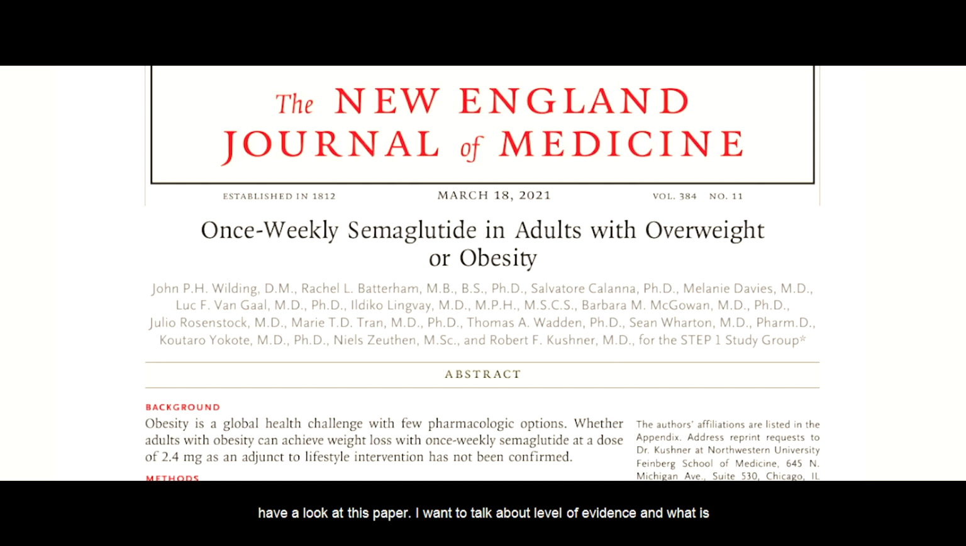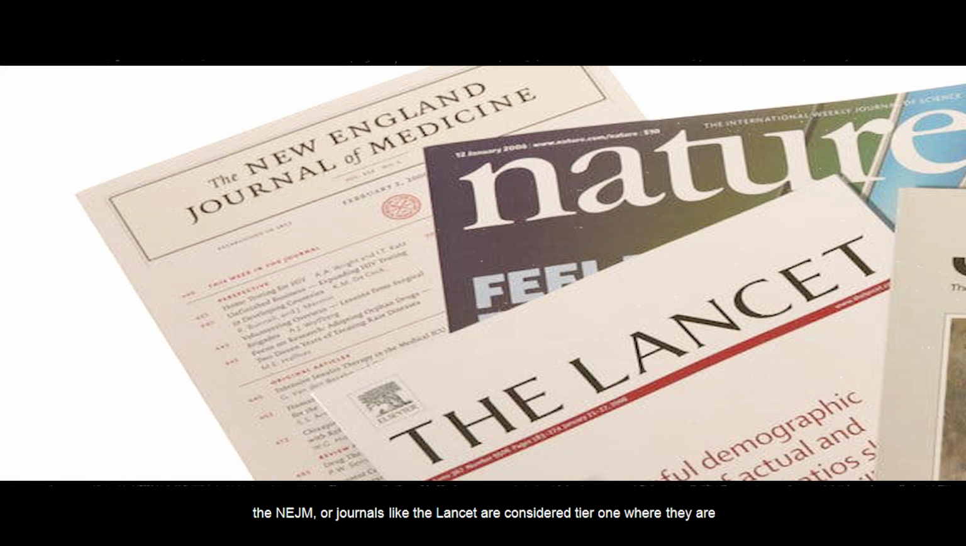So let's just step back and have a look at this paper. I want to talk about level of evidence and what is gold standard. So when we talk about gold standard in terms of medical literature, journals like the New England Journal of Medicine, also known as the NEJM, or journals like the Lancet, are considered tier 1, where they are highly peer-reviewed, and because they undergo so much scrutiny, that is seen as the gold standard.